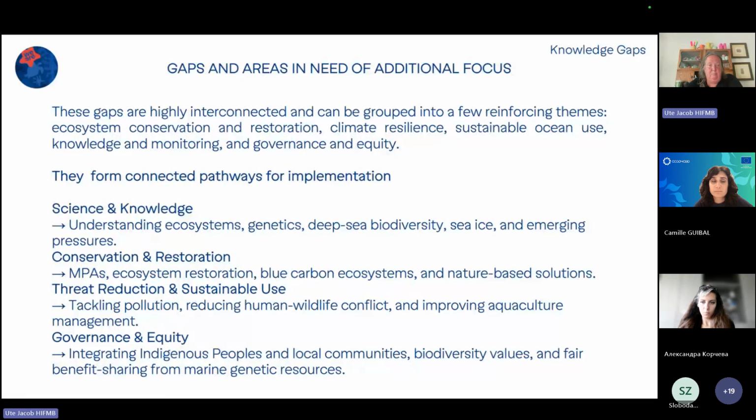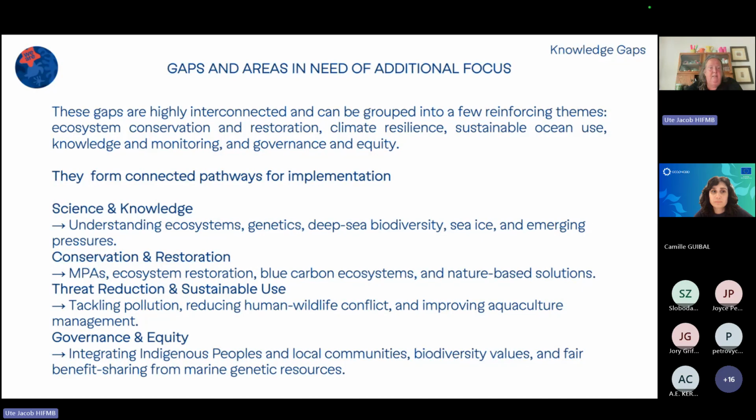For instance, under the umbrella of science and knowledge: understanding ecosystem, genetics, deep sea biodiversity, sea ice, and emergent pressures. Under the umbrella conservation and restoration: MPAs, ecosystem restoration, blue carbon ecosystems, and nature-based solutions. Threat reduction and sustainable use is tackling pollution, reducing human-wildlife conflict, and improving aquaculture management. And then under the umbrella governance and equity: integrating indigenous peoples and local communities, biodiversity values, and fair benefit sharing from marine genetic resources.